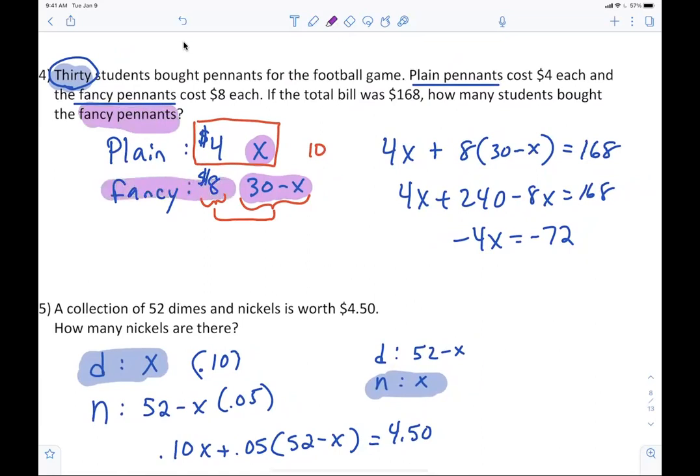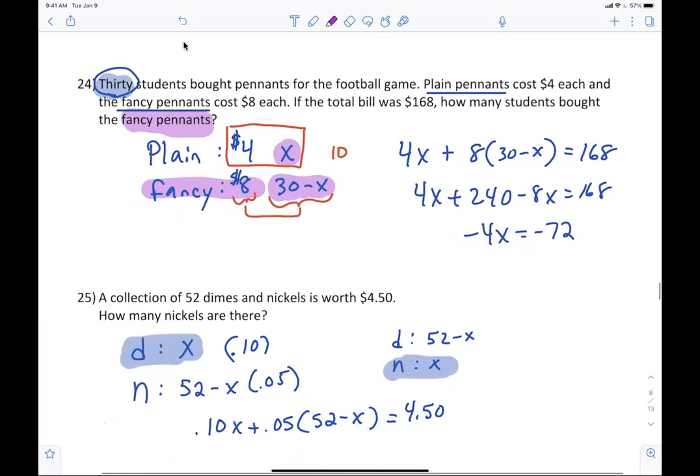Now, someone said yesterday, put the X with the one that you're trying to find. That's helpful, right? I just don't have to do it that way. Bless you. All right. Now, I just explained 24. Is that good for you?